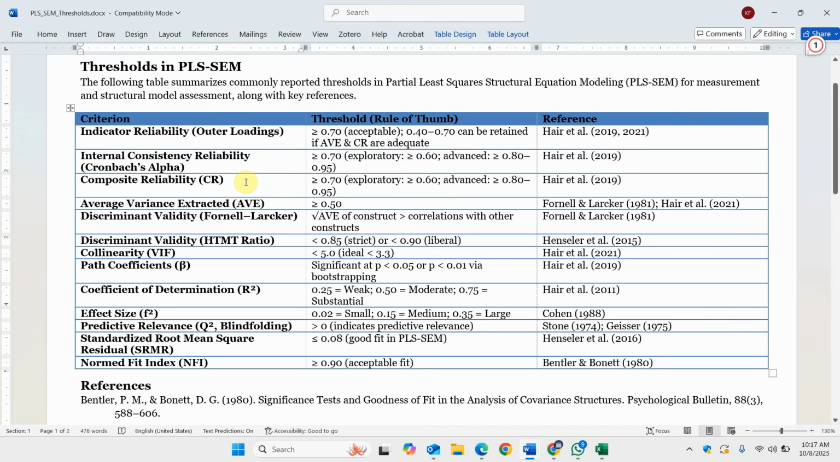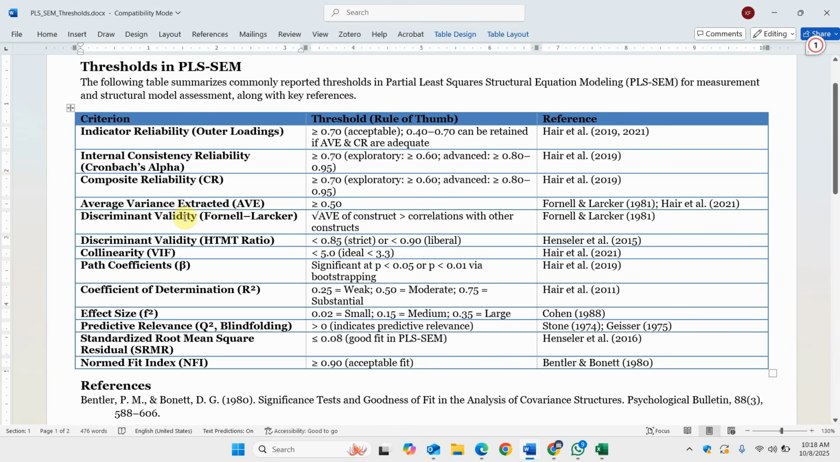Composite reliability, which is a more liberal measure of reliability. Again, it follows the same rules as for the Cronbach's alpha. Normally, it is recommended to be over 0.70. Average variance extracted. Now, as part of your measurement model assessment, you will also analyze and assess the convergent validity. Now, the statistic that we use for convergent validity assessment is average variance extracted, and this should be greater than or equal to 0.50.